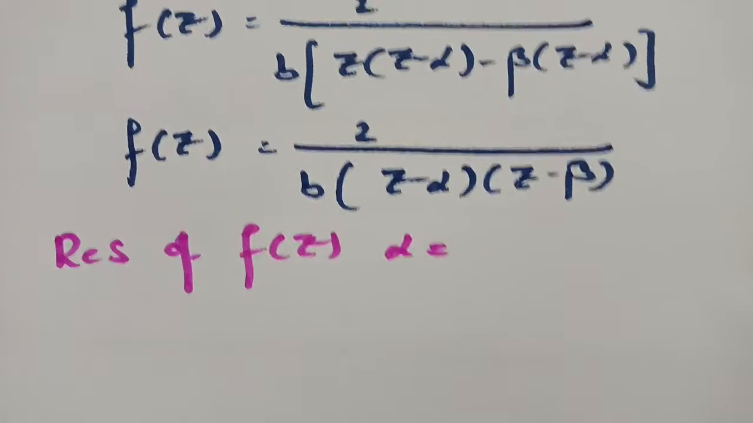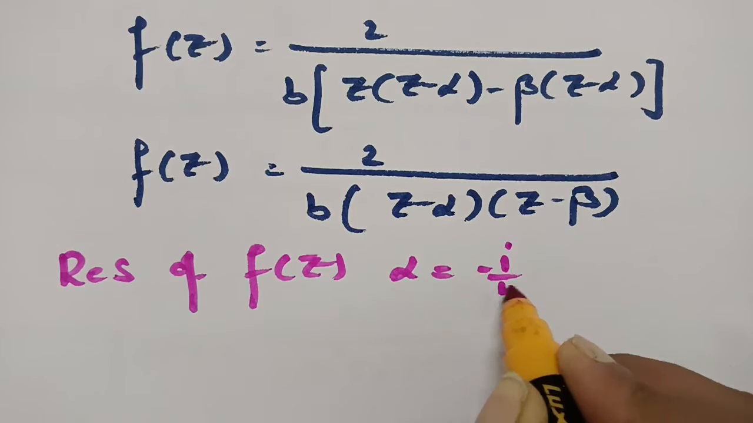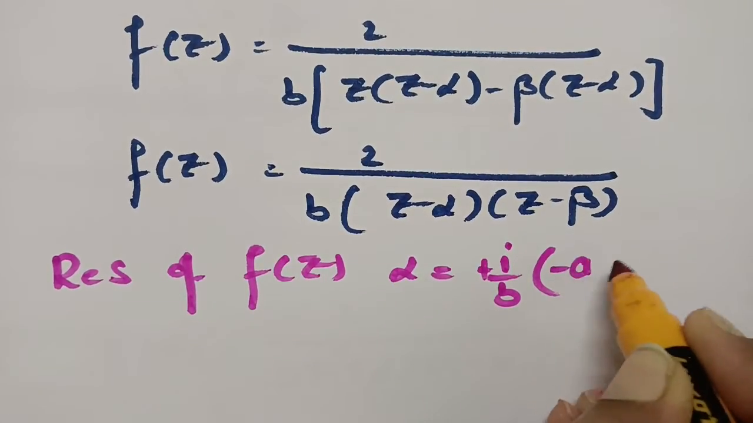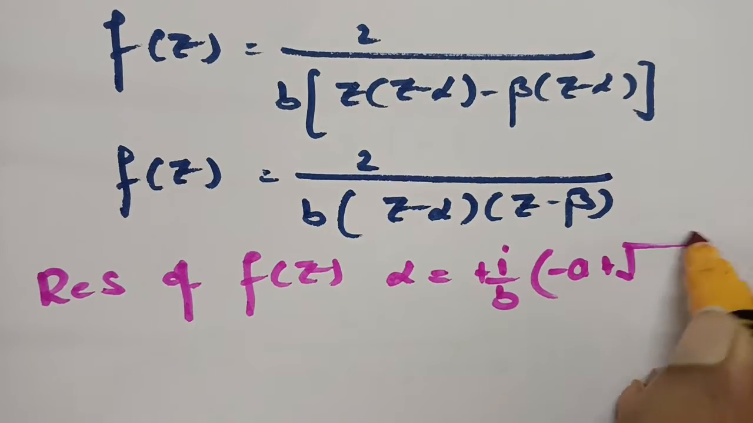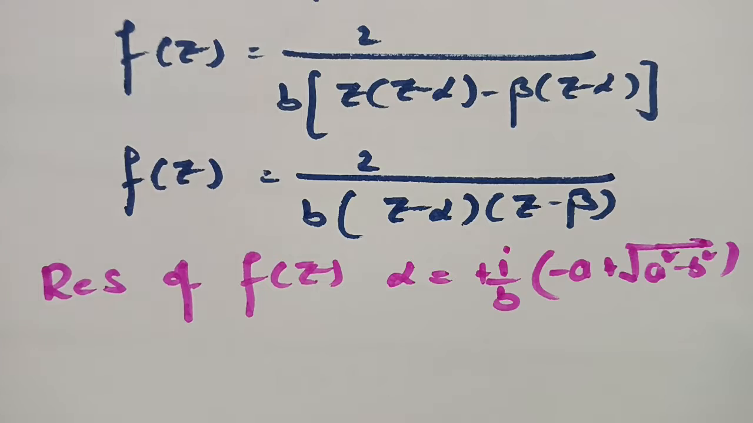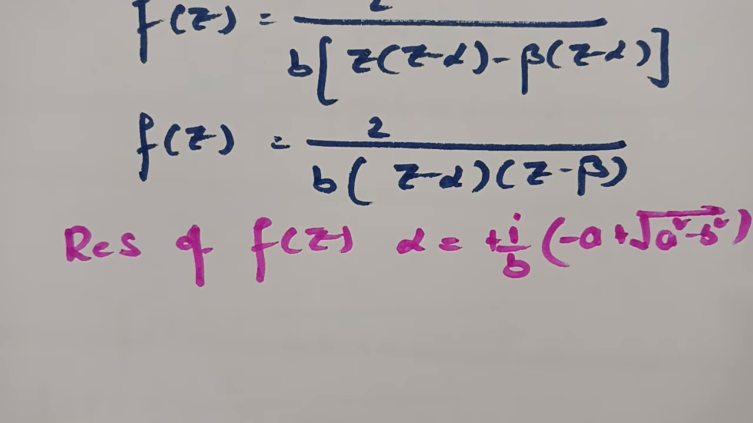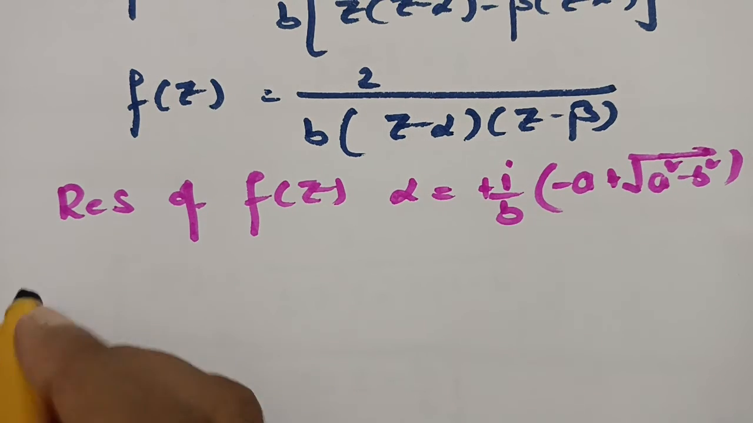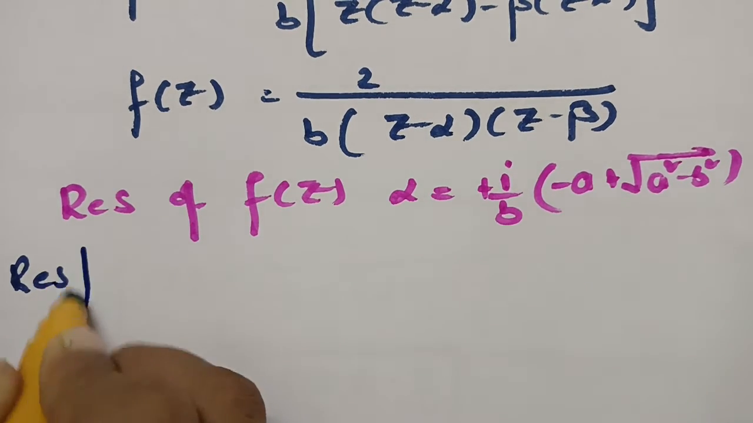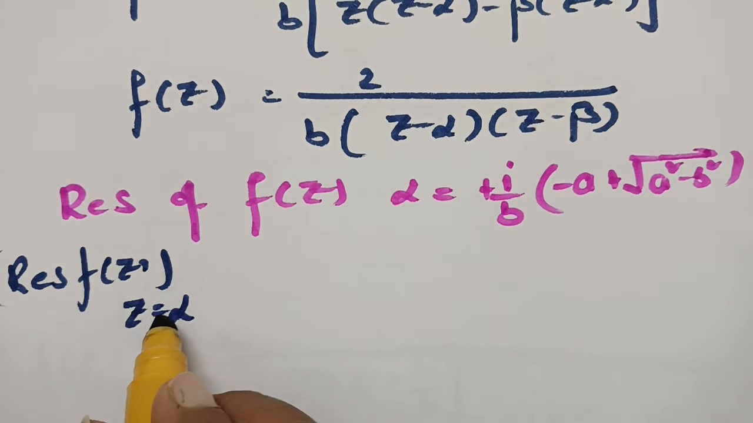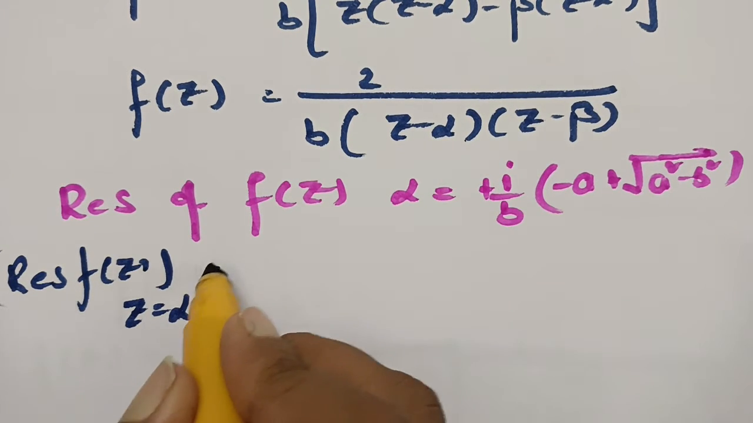See here, this is minus i by b times of this value, so plus i by b is equal to minus a plus root over a square minus b square. So this is actually our alpha value. Now we are going to calculate the residue of f of z at the interior point z is equal to alpha. Alpha is within the unit circle.